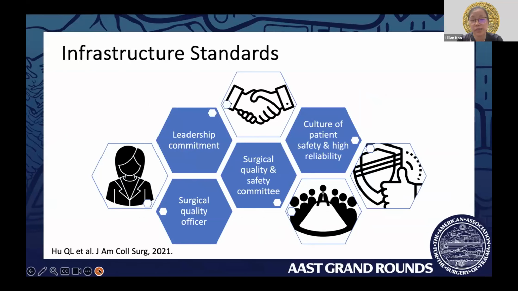And I think you could very easily just substitute in equity to some of these. So for example, instead of a chief surgical quality officer, perhaps you have someone who's a surgical equity officer. I already mentioned leadership commitment, and then there has to be the culture. And again, instead of around patient safety and high reliability, around diversity, equity, and inclusion.